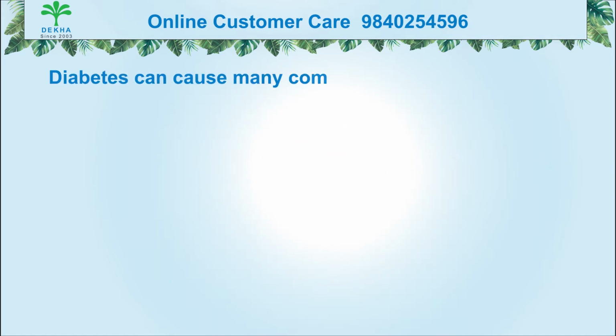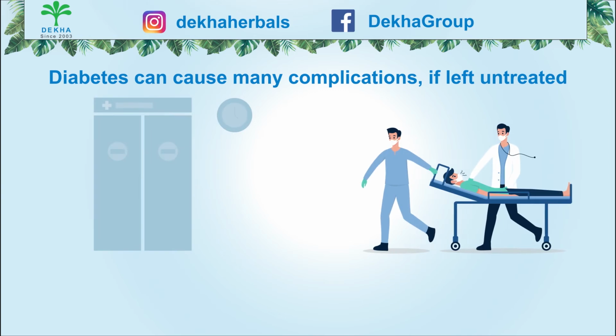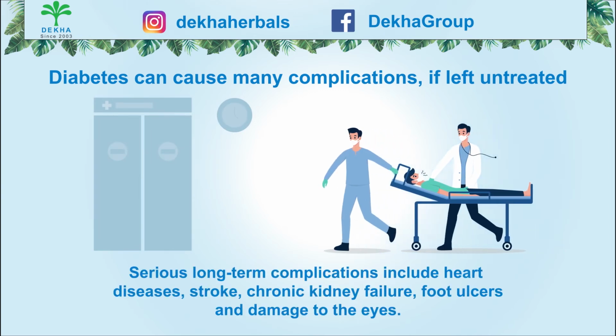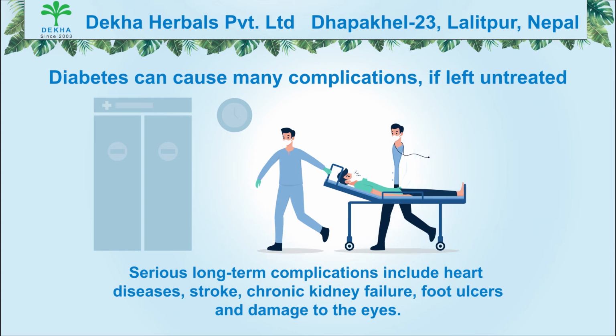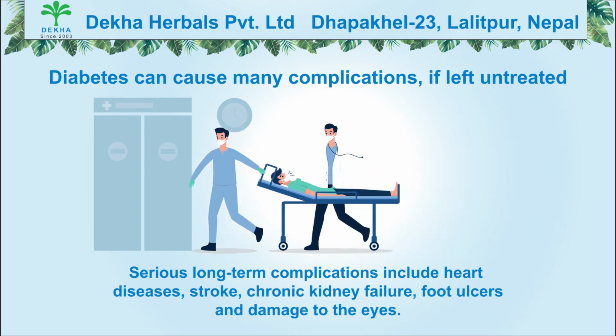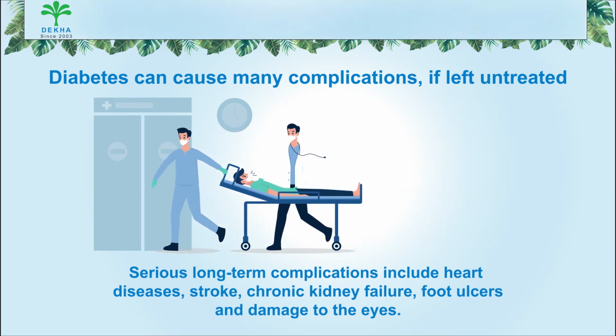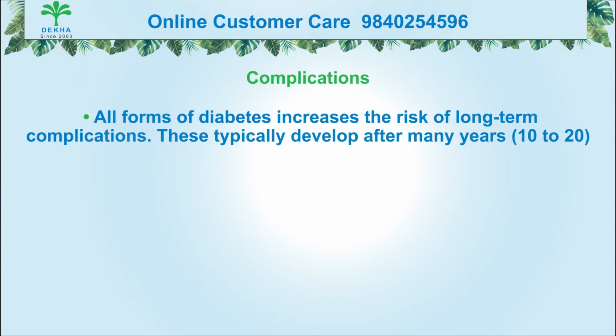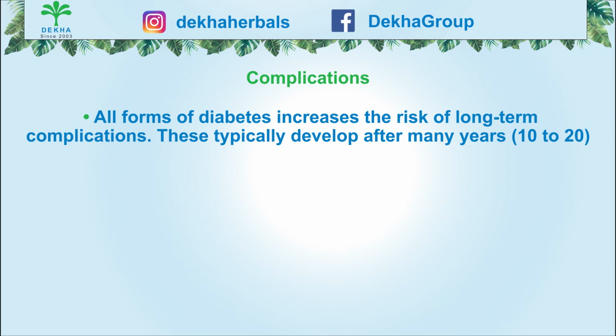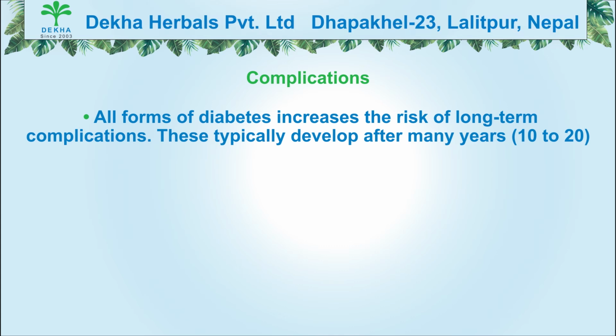Complications. Diabetes can cause many complications. Serious long-term complications include heart disease, stroke, chronic kidney failure, foot ulcers and damage to the eyes. All forms of diabetes increase the risk of long-term complications. These typically develop after 10 to 20 years.